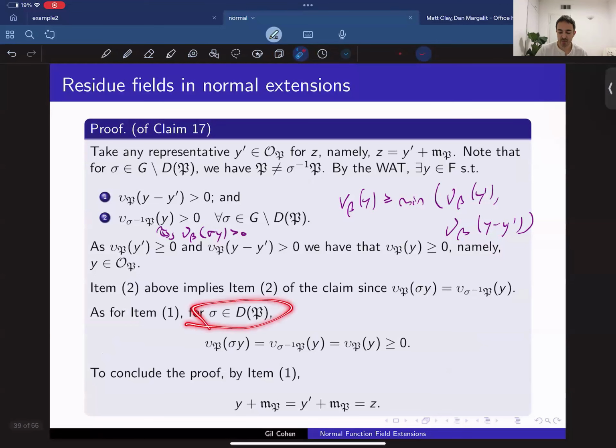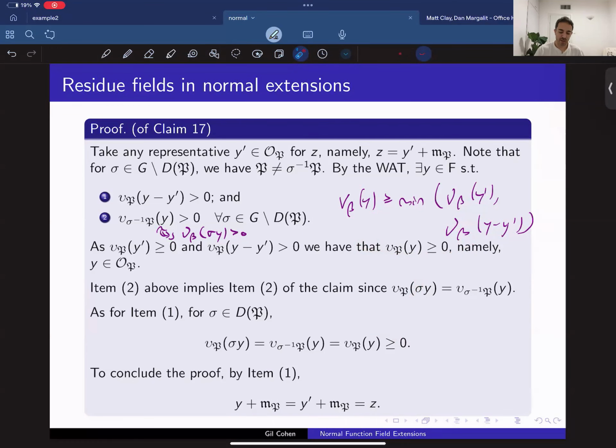So you take some sigma in the decomposition group, and then we want to evaluate that thing. So v_P of sigma y is, as before, I'm applying sigma inverse to both the prime divisor and the function. So it's v_{sigma inverse P} of y. And because sigma, and therefore sigma inverse, is in the decomposition group, we know that this is just capital P. And that is at least 0, right? Because of somewhere at the very beginning. I can't seem to spot it right now. Yeah, this one, here.